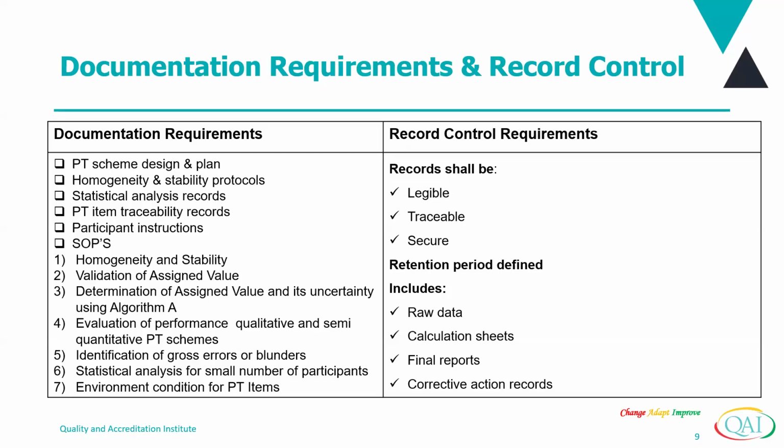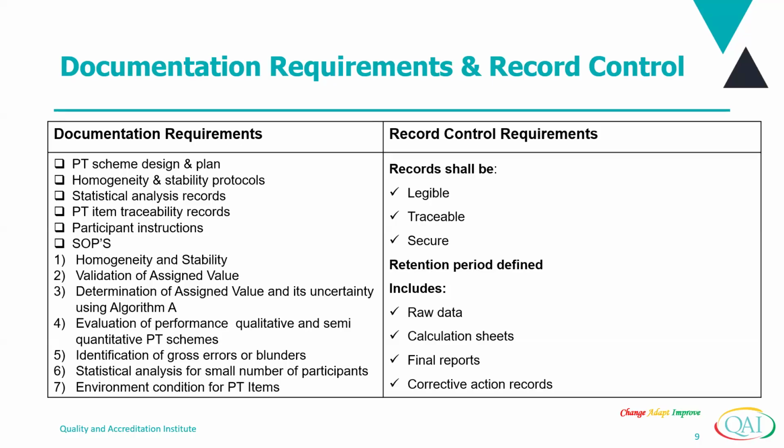Third one is related to the statistical analysis record. Then there are the PT item traceability records. This is also required. Participants' instructions again could be part of your result submission form, but they are very much required. Participation instructions should be very clear: what to do, what not to do. Subcontracting of the PT item is not acceptable. The timeline should be clear, and the form in which you receive the result could be hard copy, soft copy, or similar. So all these directions must be there in the participation instructions.